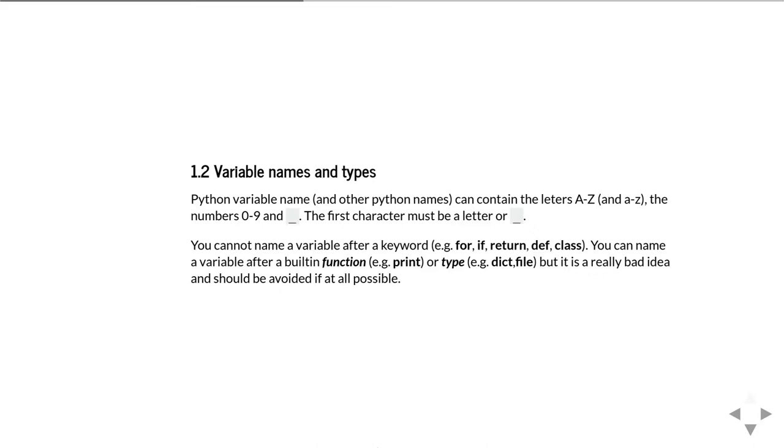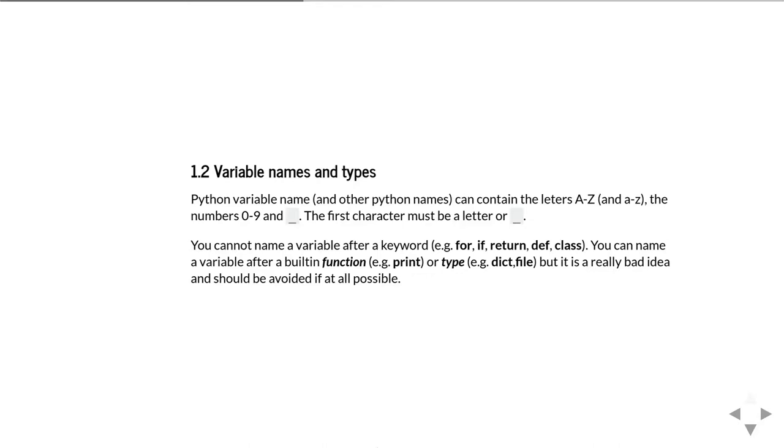You can technically use the name of a function like print or type, or even a type name like dict or file, as a variable name. But generally speaking it's a very, very bad idea, and you want to avoid it if at all possible.